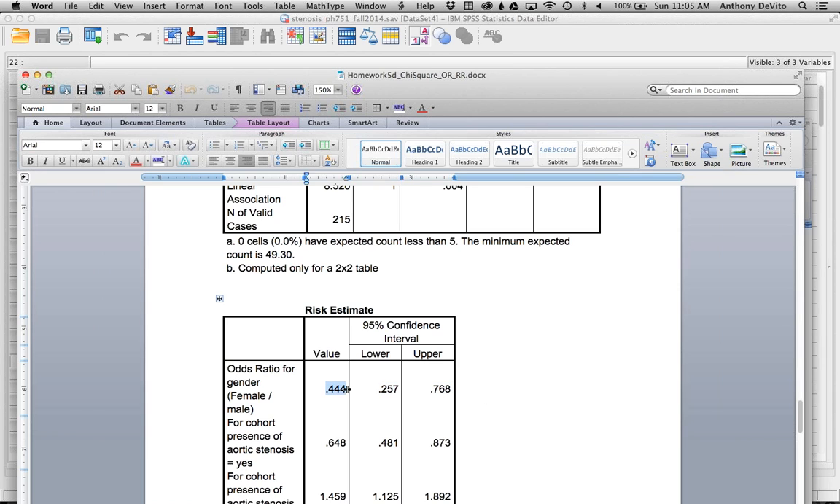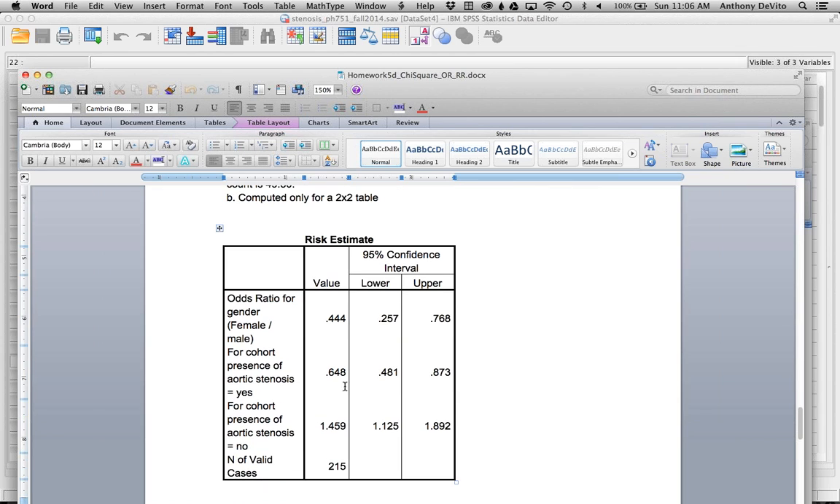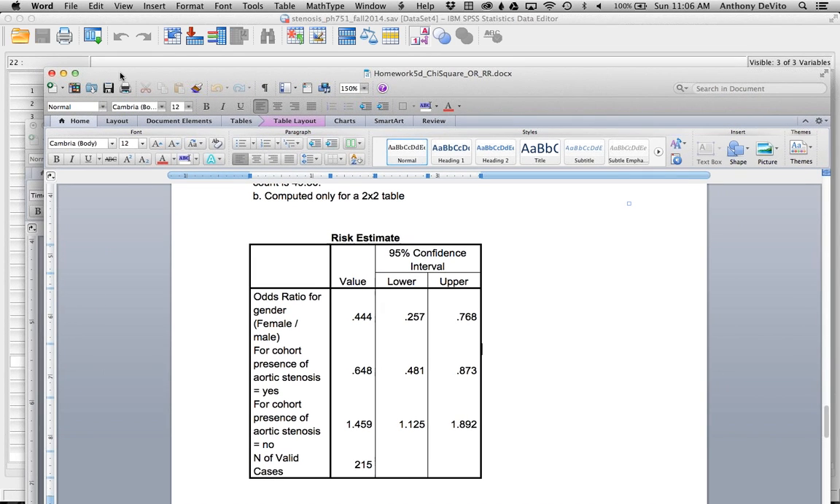But what does it mean, having an odds ratio and a relative risk of less than 1? I want you guys to think about that to determine that. I think that should get you going on the second part of this if you're having problems or you're hesitant about it.